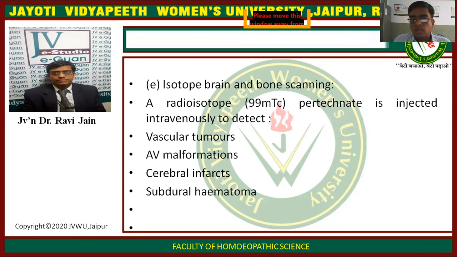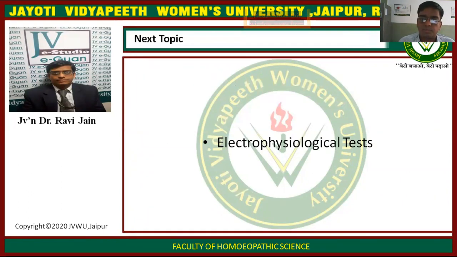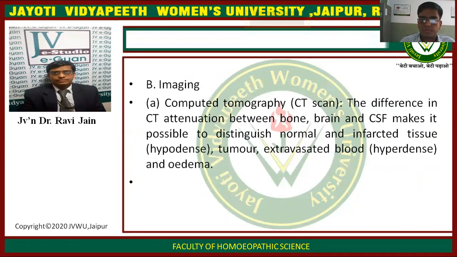Another important method is isotope brain and bone scanning. In isotope brain and bone scanning, a radioactive isotope, that is technetium-99m pertechnetate, is injected intravenously to detect any kind of vascular tumors, arteriovenous malformations, cerebral infarcts and subdural hematoma. I will again repeat all these methods.